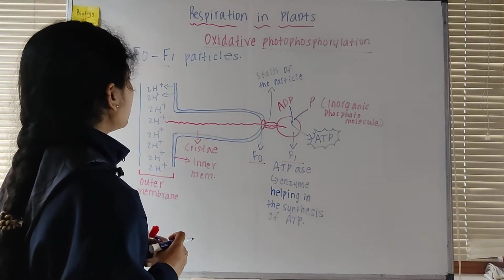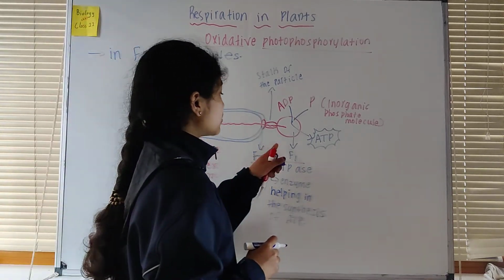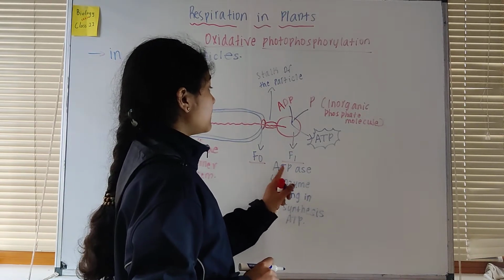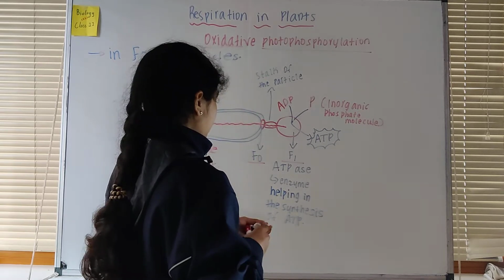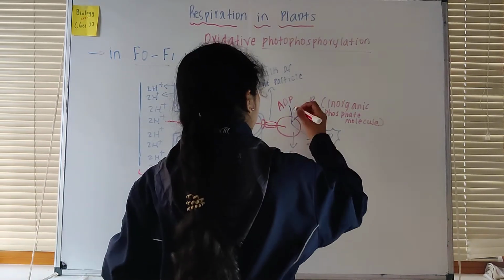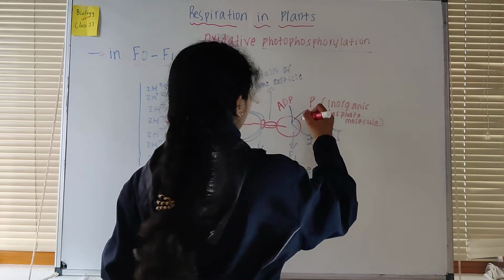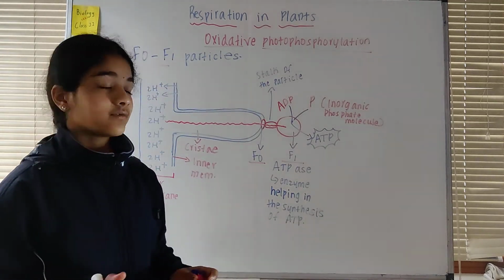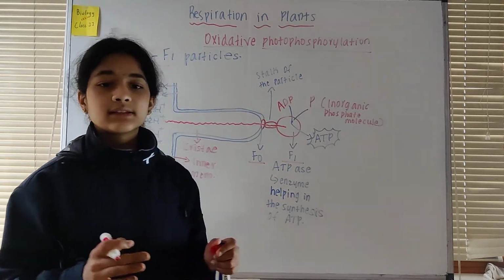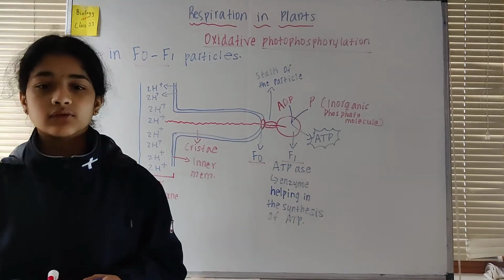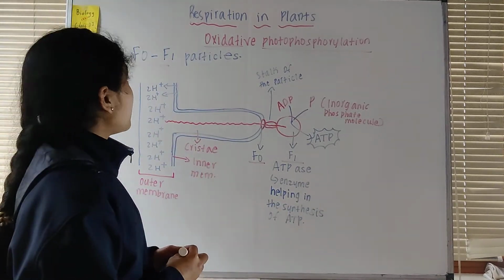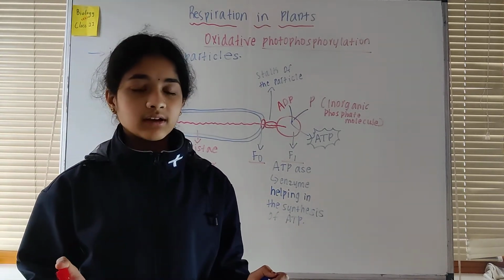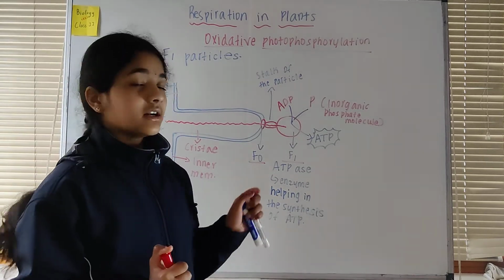And then when the protons reach the F1 particle, there is an enzyme called ATPase which helps in the synthesis of ATP. Here in the F1 particle, ADP, that is adenosine diphosphate, and an inorganic phosphate molecule combine together to form adenosine triphosphate, that is ATP. This is how ATP is synthesized in oxidative phosphorylation, which occurs in F0 F1 particles. So in this video we discussed the last process of aerobic respiration, that is oxidative phosphorylation.